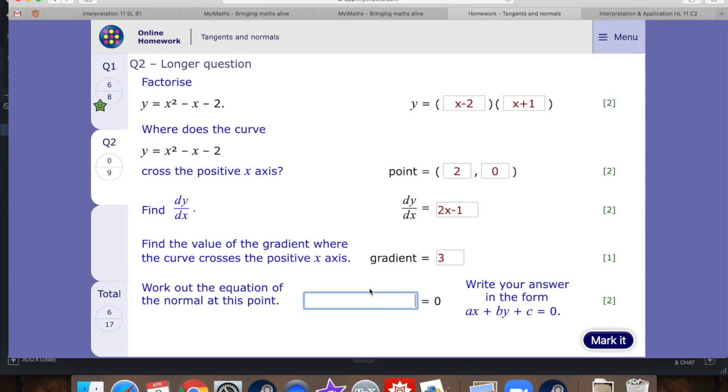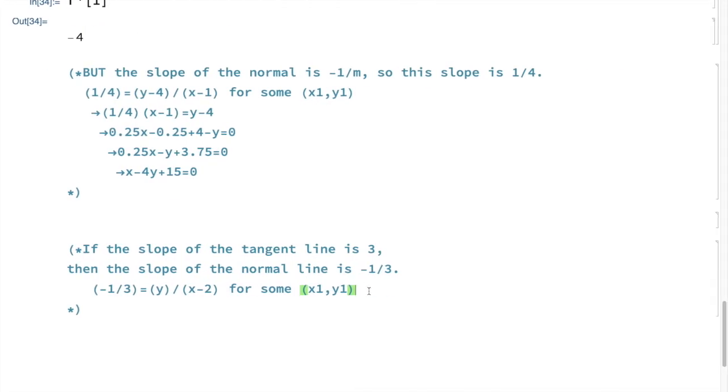And what format do they want it in? They want this in general form: ax plus by plus c is equal to 0. All right, that seems fair. So why don't we go ahead and cross multiply? So I'll have negative 1 over 3 times x minus 2 is equal to y. I might as well subtract the y from both sides and distribute this negative 1/3. So I'll have negative 1 over 3 times x minus negative 1 over 3 times 2, and this is just minus y is equal to 0.